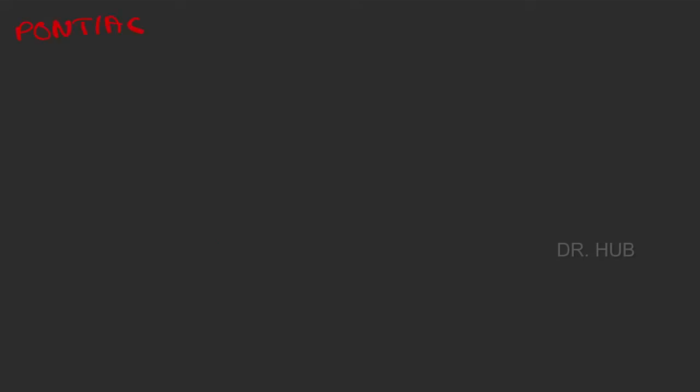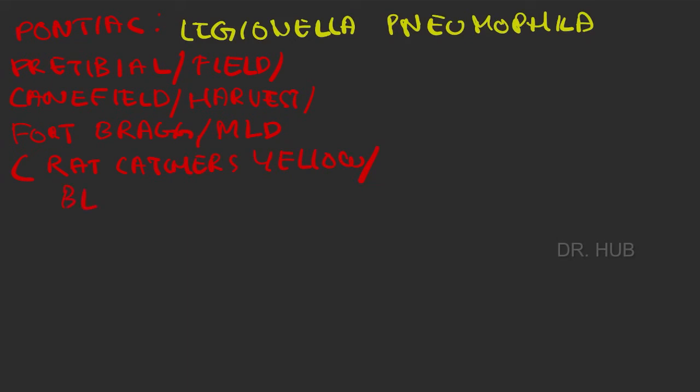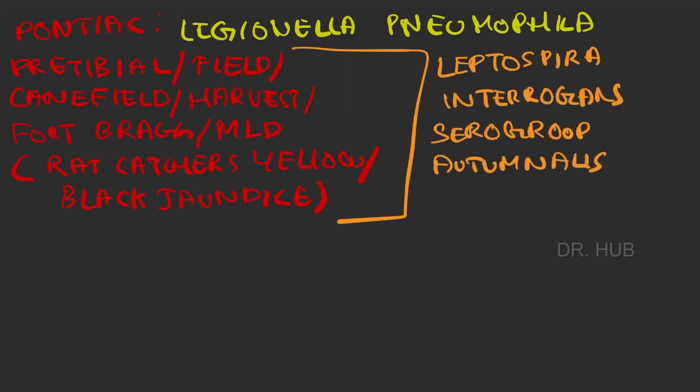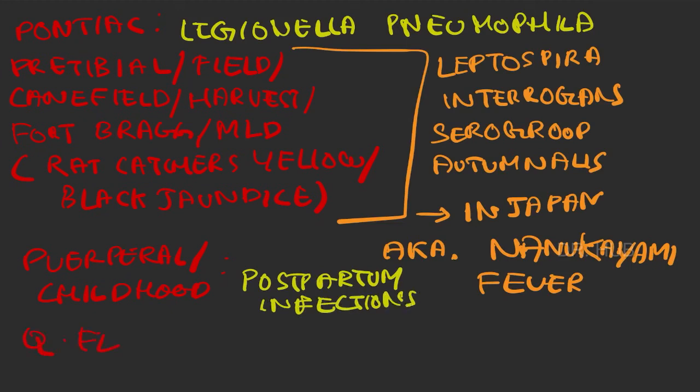Now we're looking at the Pontiac fever, seen in case of Legionella pneumophila. Next, pretibial, Fort Bragg, Canfield, harvest fever. This is also rat catcher's yellow or black jaundice fever. This is seen in case of Leptospira interrogans, serogroup autumnalis, and in Japan it is also known as Nanukayami fever. Then we have puerperal fever. This is seen in postpartum infections, and then Q fever, seen in Coxiella burnetii.